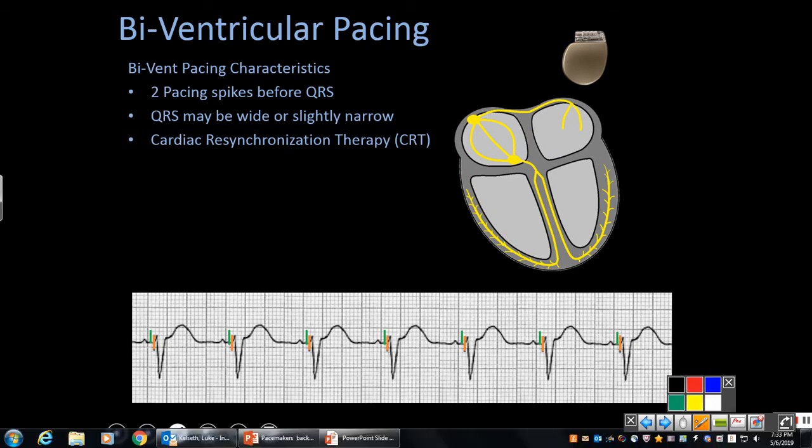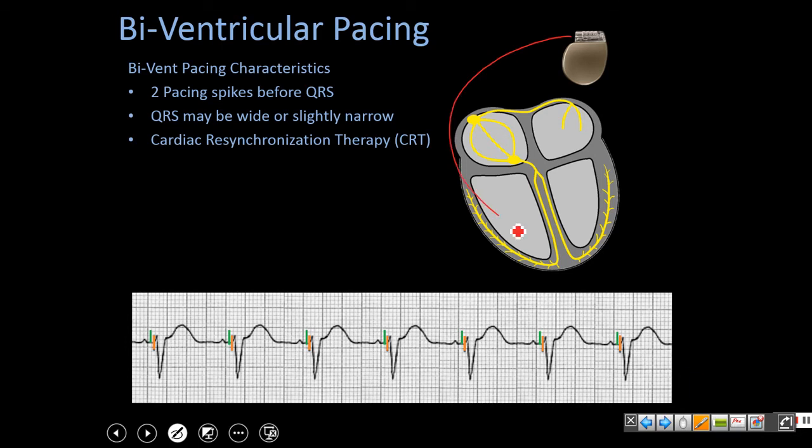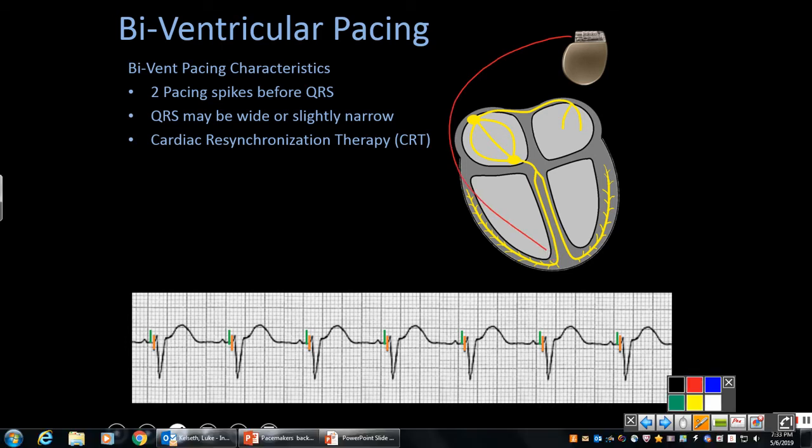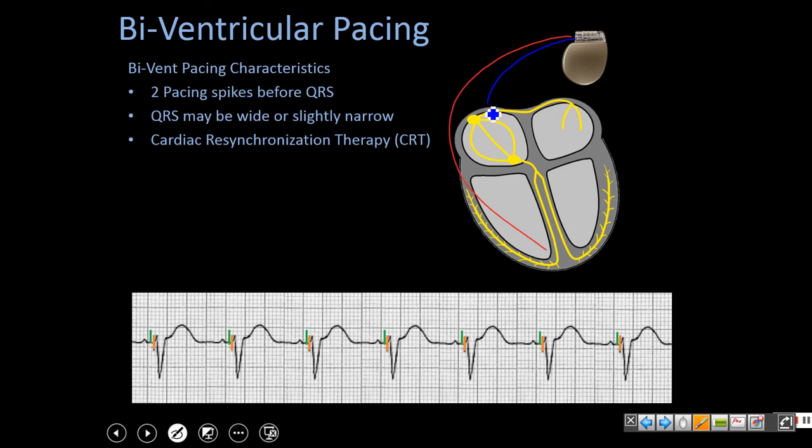Biventricular pacing. So biventricular pacing has a lead position in the right ventricle. It has a lead position in the right atria. And then also it has a lead positioned outside of the left ventricle. So in this configuration, you see the example down here, there are two pacing spikes in front of the ventricles.